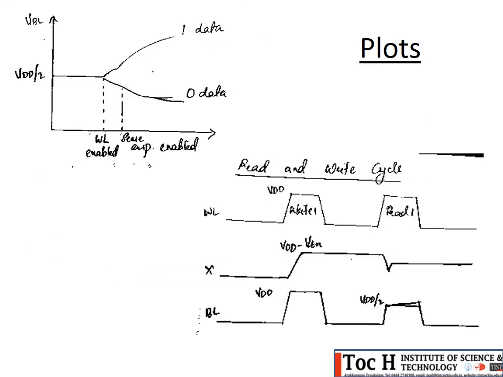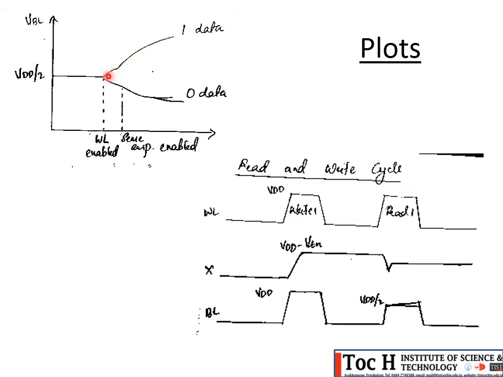Now these are certain plots related to 1T DRAM. So this is actually the VW. During the read operation, the voltage at the bit line will be VDD by 2. So if the data to be read is 1, then what happens? The bit line voltage will get raised, because the voltage from the capacitor will get shared to the bit line. So as a result, the voltage in the bit line will be raised.